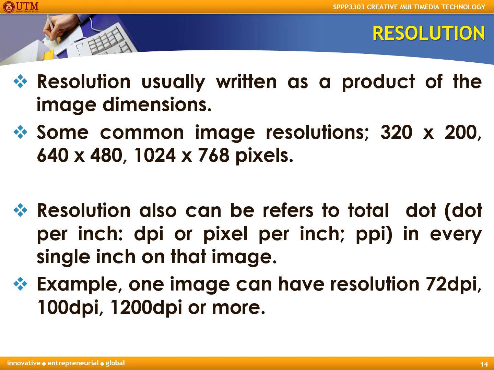The resolution can also refer to the total dots in one inch of an image. This is what we call DPI, or pixels per inch. You must understand the meaning of DPI. It refers to pixels per inch, in every single inch of that image. For example, one image can have a resolution of 72 dpi or 100 dpi, 1200 dpi or more. So the more dpi, the more quality, the more resolution, and the more size as well.